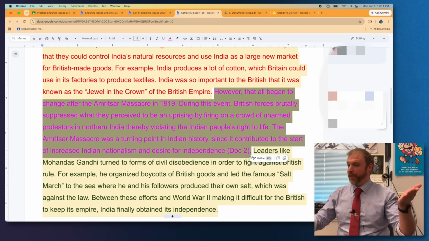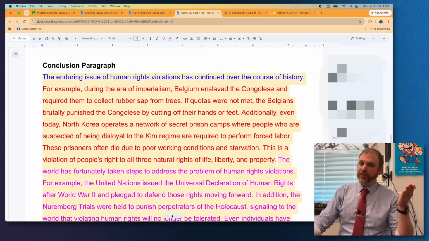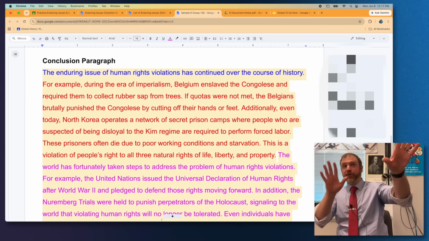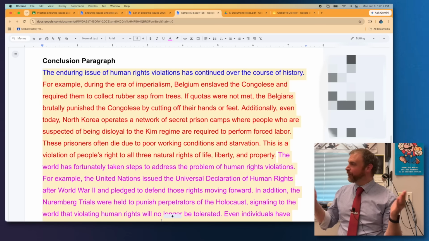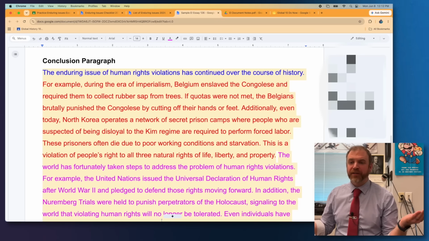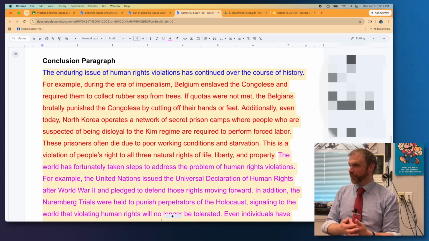So that's a sample body paragraph. Here's a sample conclusion paragraph, which again, looks very long here. Yours is not expected to be quite this long. For me, a conclusion paragraph for your Enduring Issues essay should not just be a summary of your essay.